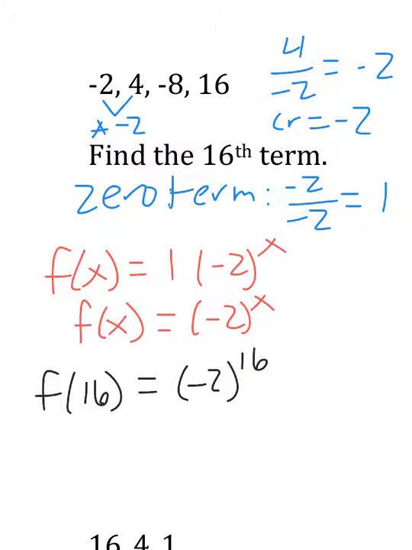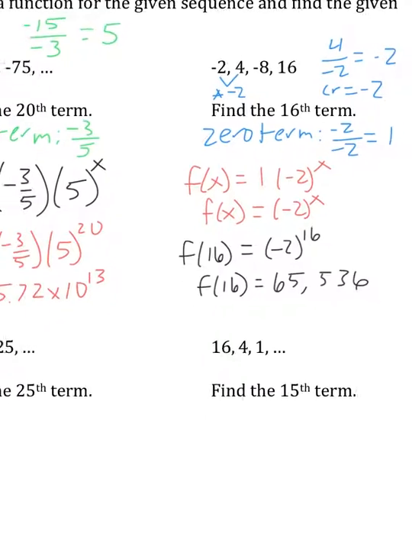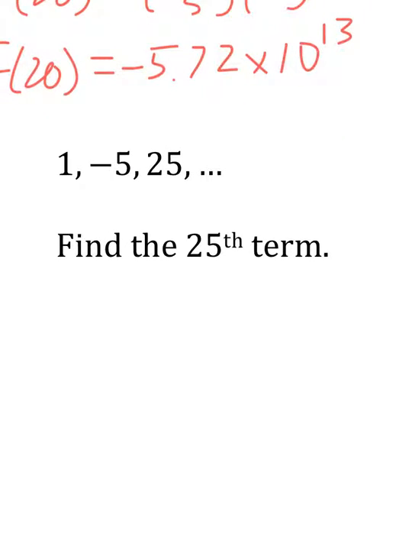If we pause right here and think about it, we have a negative to an even power, so we should end up with a positive answer. If you don't end up with a positive answer when you type it into your calculator, check that you entered it correctly. We'll want to put it in parentheses like that, and we should end up with 65,536.